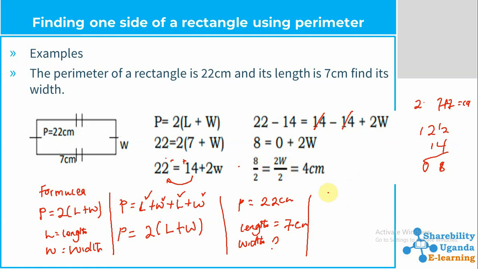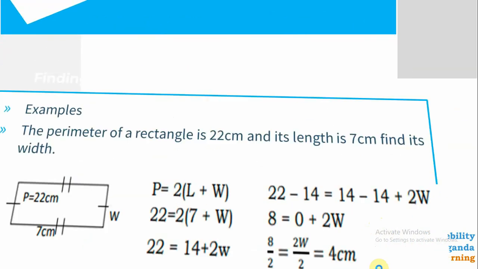Okay, to simplify it more, we remain with 8 is equal to 2w. So now we want w, we just divide by 2. This cancels, we remain with w is going to be equal to 4 centimeters. Okay, so this is how we can really find out numbers concerning perimeter when we want to find out the number of sides.